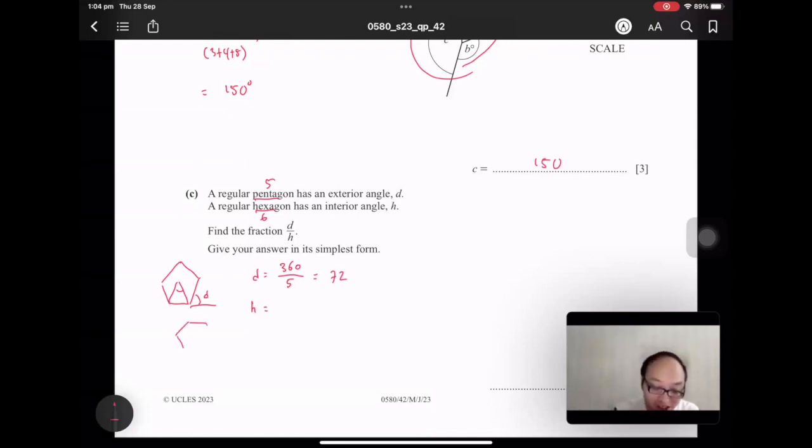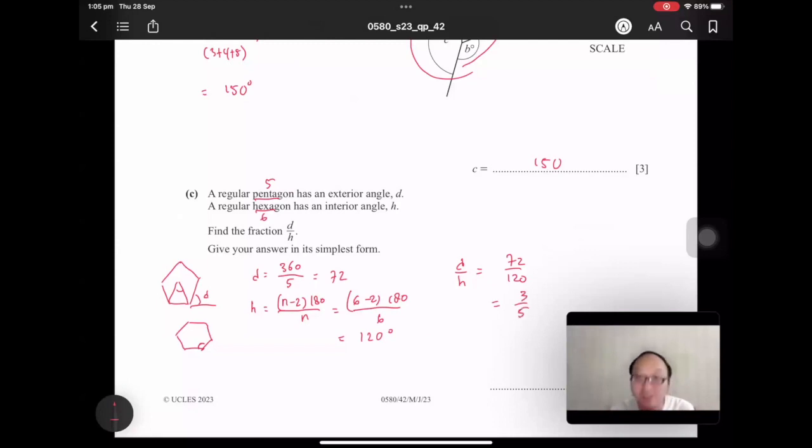And H is the interior angle of the hexagon. So the interior angle of a hexagon, the formula is n minus 2 times 180 over n. So hexagon is 6 minus 2 times 180 over 6. 4 times 180 divided by 6. So it's 120 degrees. And then the fraction D over H is 72 over 120, which simplifies to 3 over 5.